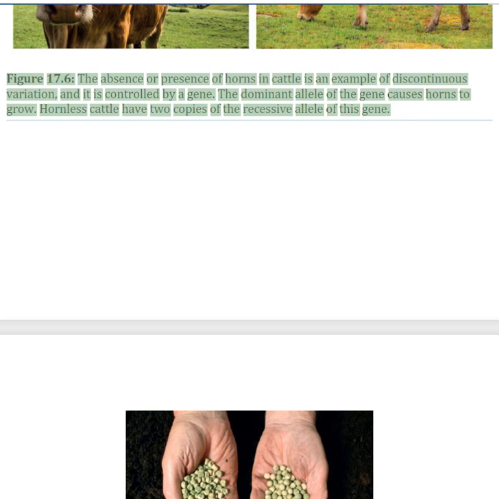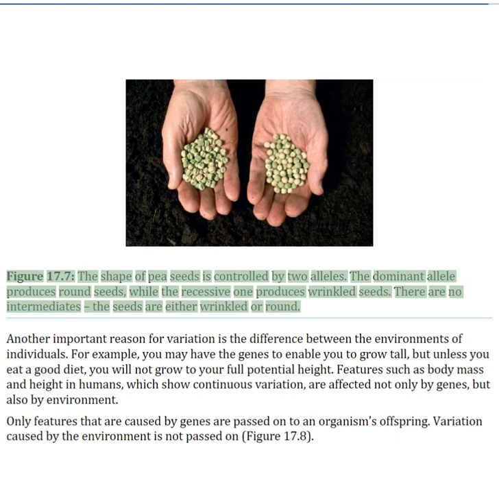Figure 17.6, the absence or presence of horns in cattle is an example of discontinuous variation, and it is controlled by a gene. The dominant allele of the gene causes horns to grow. Hornless cattle have 2 copies of the recessive allele of this gene. Figure 17.7, the shape of pea seeds is controlled by 2 alleles. The dominant allele produces round seeds, while the recessive one produces wrinkled seeds. There are no intermediates, the seeds are either wrinkled or round.